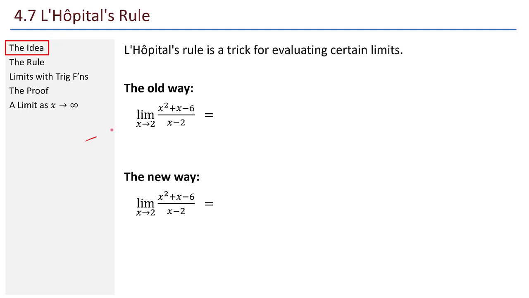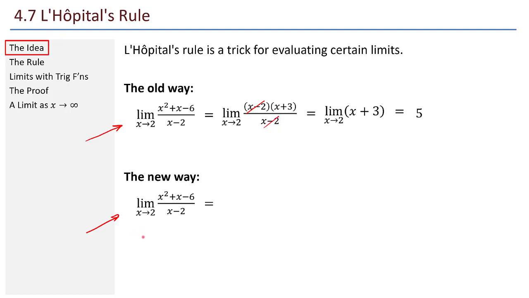Let's take a look at a very simple limit, and we'll do it the old way, the way that we already know how, and then we'll do the same limit the new way, using L'Hopital's rule. The old way says, let's factor the top and the bottom. How does that numerator factor? It factors as x minus 2, x plus 3. Now I notice there's a common factor above and below. Those cancel, leaving me with the limit as x goes to 2 of x plus 3. Now I can plug in the 2, and I end up with 5 as my solution.